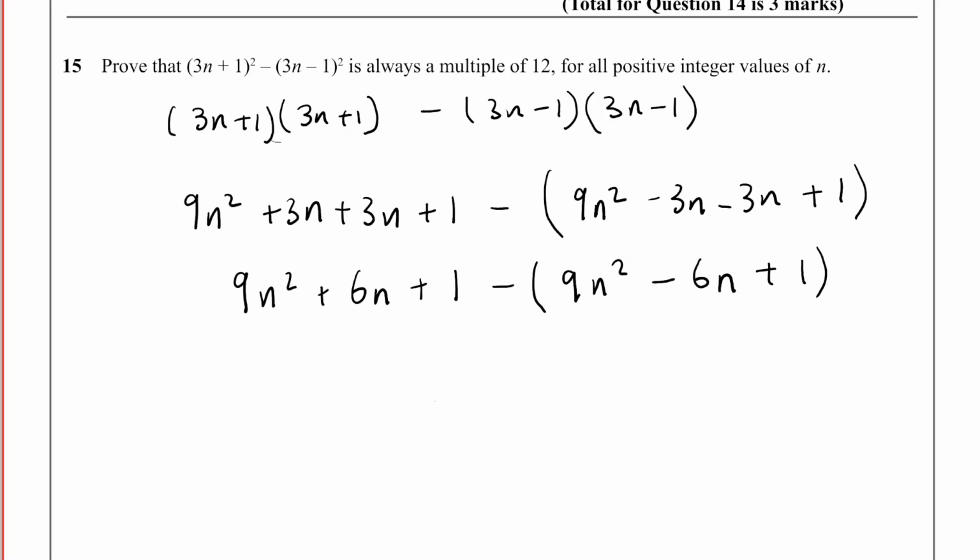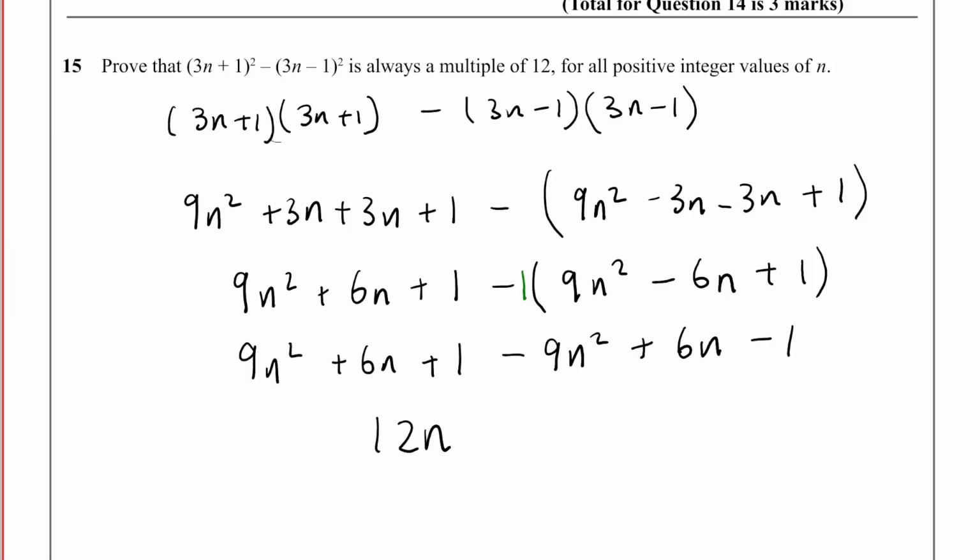I'm going to take away all of this second bracket. I'm just going to write it out first. So it's like expanding a bracket with a minus 1 here. All the positives will become negative. All the negatives will become positive. So we're going to get minus 9n squared plus 6n minus 1. And then we've got 9n squared take away 9n squared, which is nothing. 6n plus 6n is 12n. And 1 take away 1 is nothing. So it's 12 times n. It's clearly a multiple of 12.